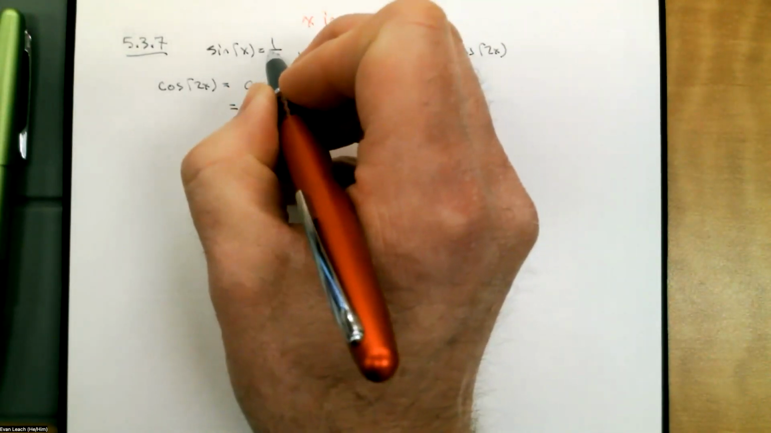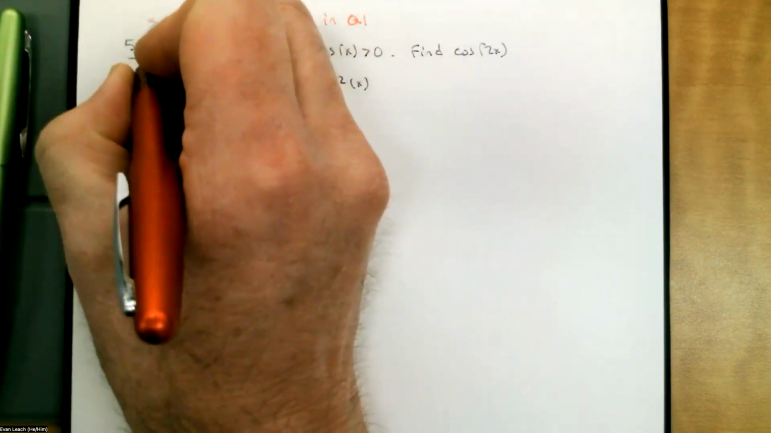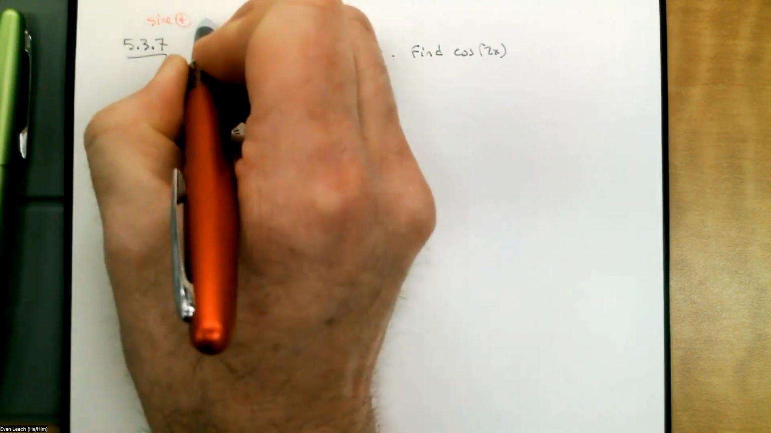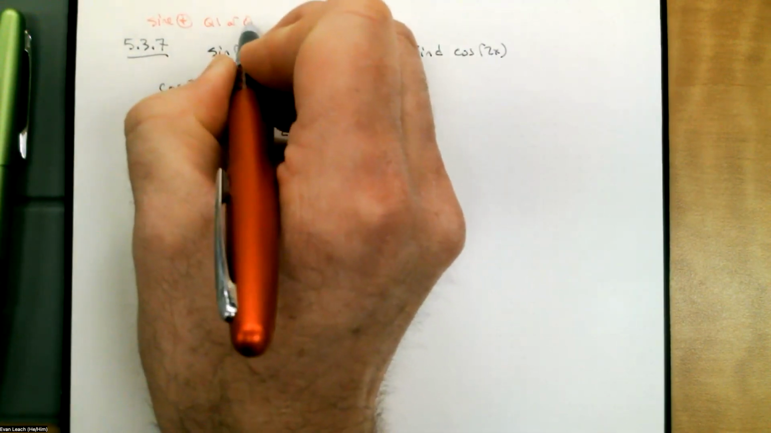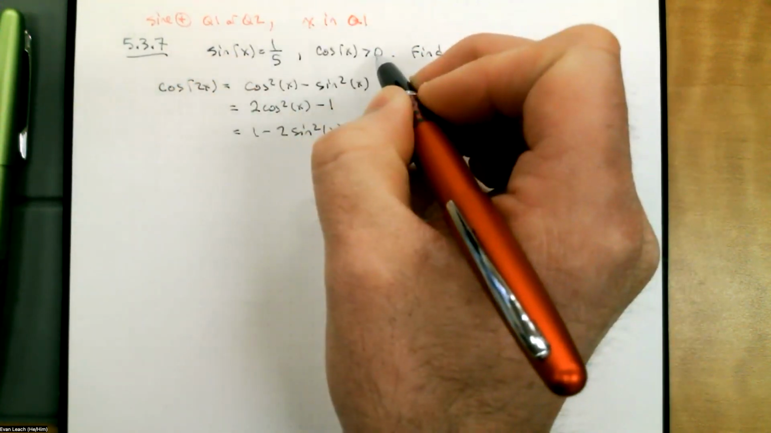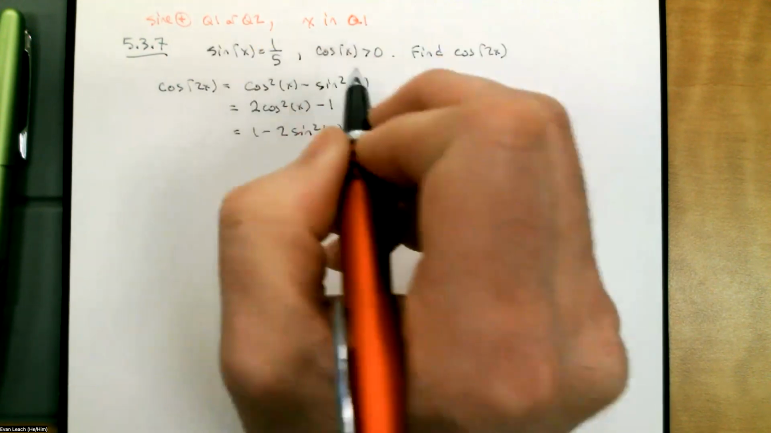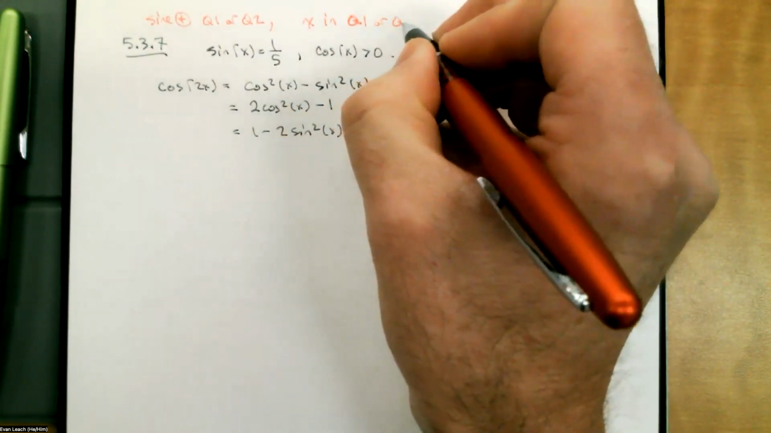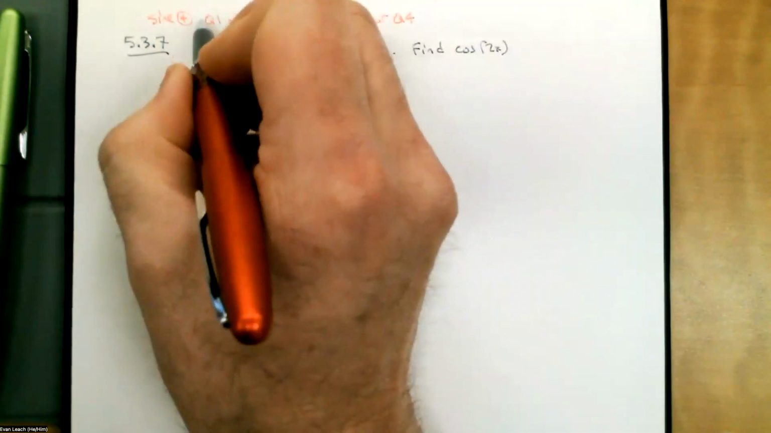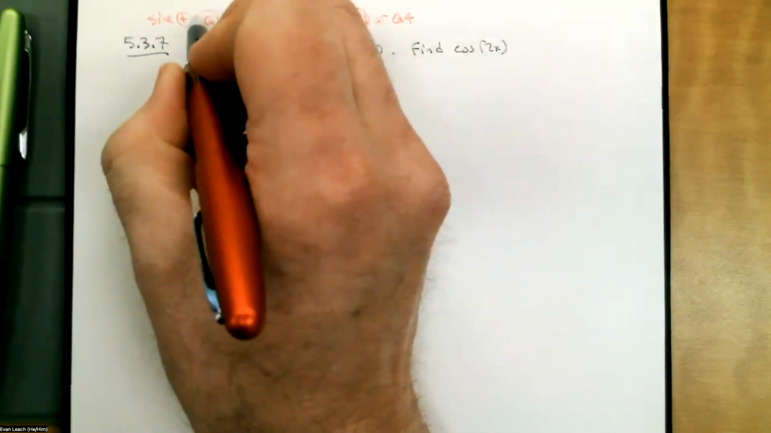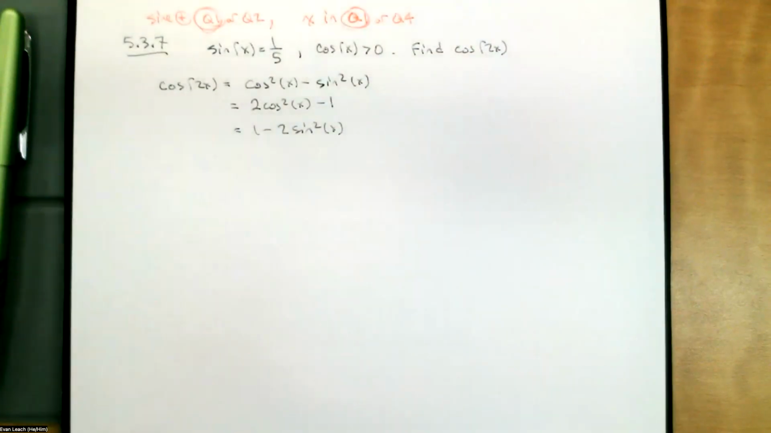Sine is positive, so x is in quadrant 1 or quadrant 2. And cosine is positive, so x is in quadrant 1 or quadrant 4. The only one they have in common is quadrant 1. Might be relevant, might not, but that's what we're being told. That's why that piece of information is there.